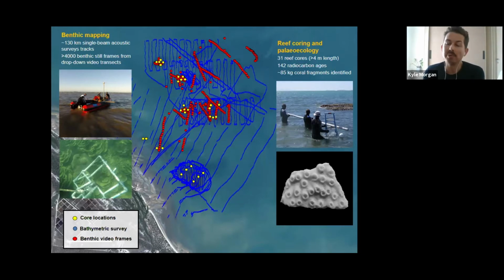And then we had a PhD student, Jamie Johnson, who did an amazing job working on these cores, analyzing individual coral fragments, and he actually worked through over 85 kilograms of coral fragments throughout the study. He did this to reconstruct these paleo coral communities on these reefs.